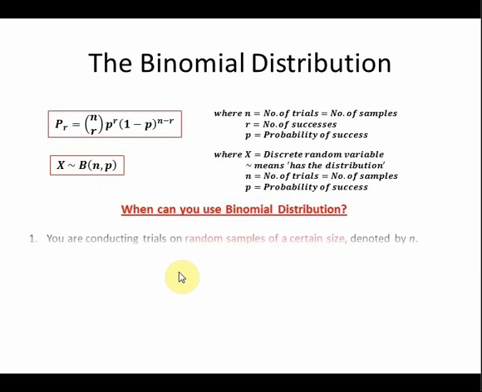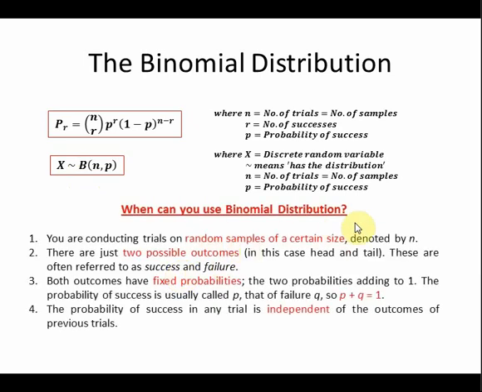Then another big question: when can you use the binomial distribution? It turns out we can use this formula in very specific ways. So first, you are conducting trials on a random sample of a certain size denoted by n, which means we have a finite number of samples or trials. Second, there are just two possible outcomes, in our experiment head and tail, and these are often referred to as success and failure, although we can use a neat little trick in some cases where we have more than two possible outcomes.